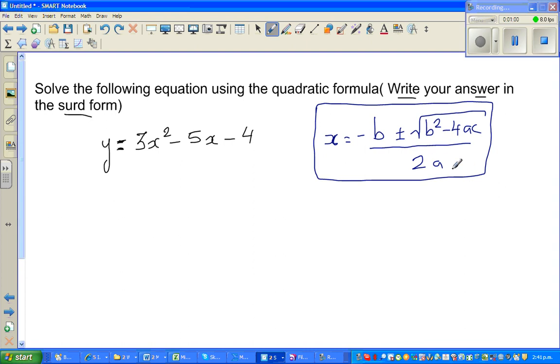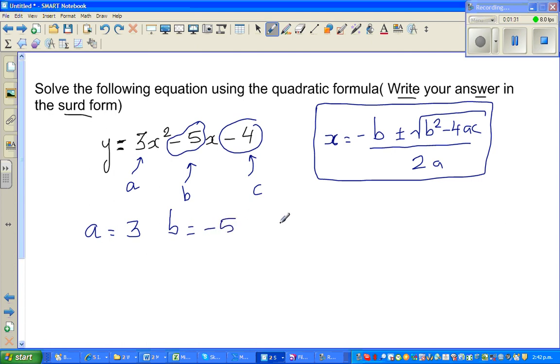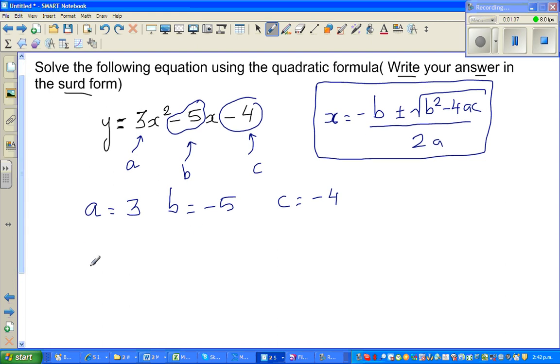Now the first thing when you use the quadratic formula is to write what is a, what is b, and what is c. Now, a is the coefficient of x squared, so this is your a. And b is the coefficient of x, so here the coefficient of x is not 5 but minus 5. So this is your b, and what is your c? c is negative 4. Let me write it again. It's always good to write a is 3, b is negative 5, and c is negative 4. And then you simply substitute in this and you'll get the answer.